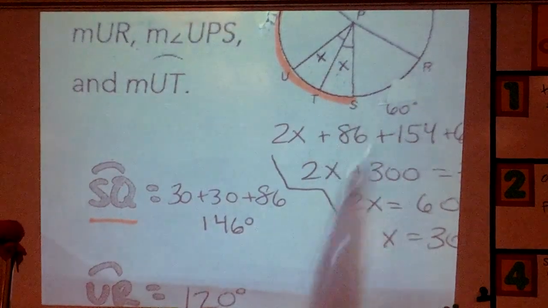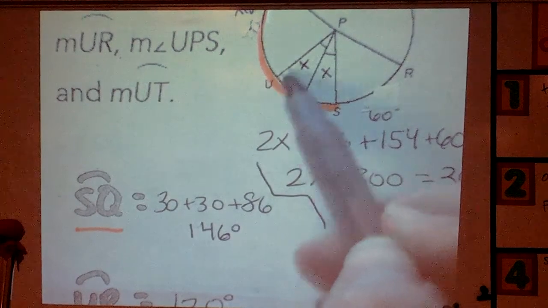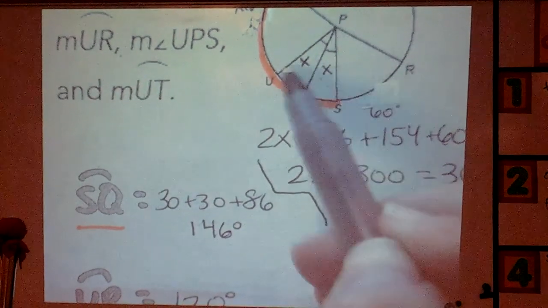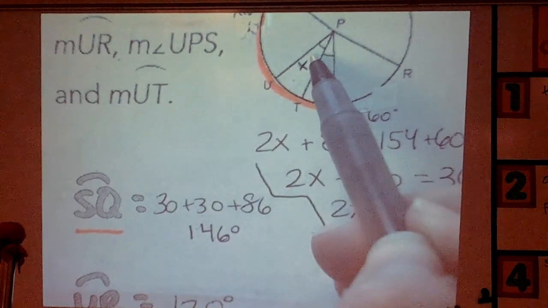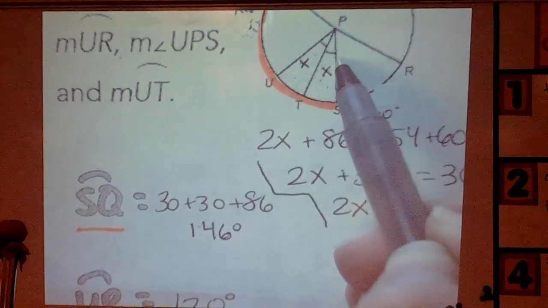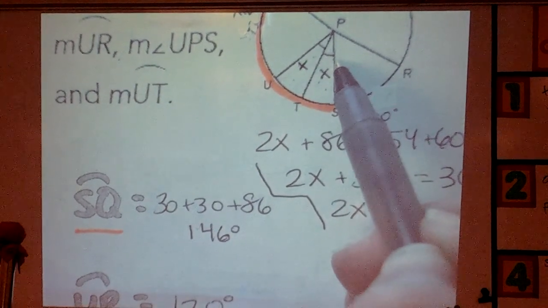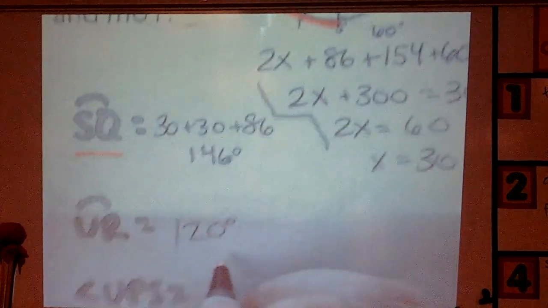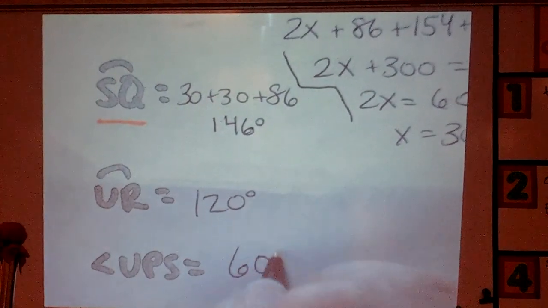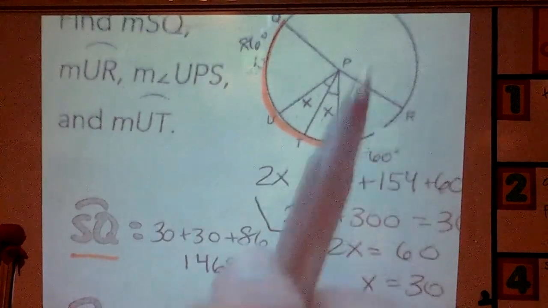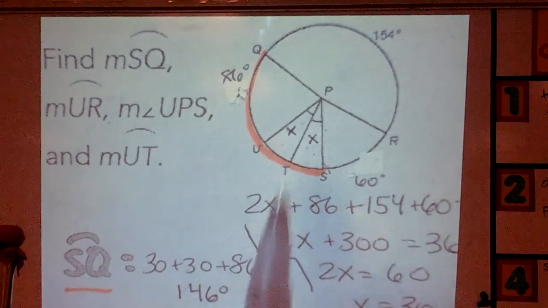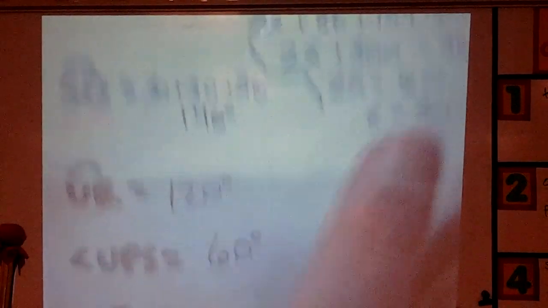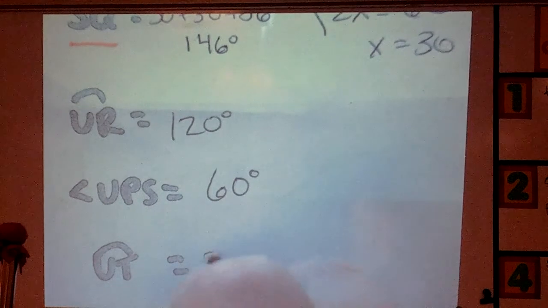Next, it asks for angle UPS. Well, angle UPS is just the 30 degrees plus the other 30 degrees. So that's just going to be 60. And last, it asks for UT. Well, that's nice. I've already found that. That is going to be 30 degrees.